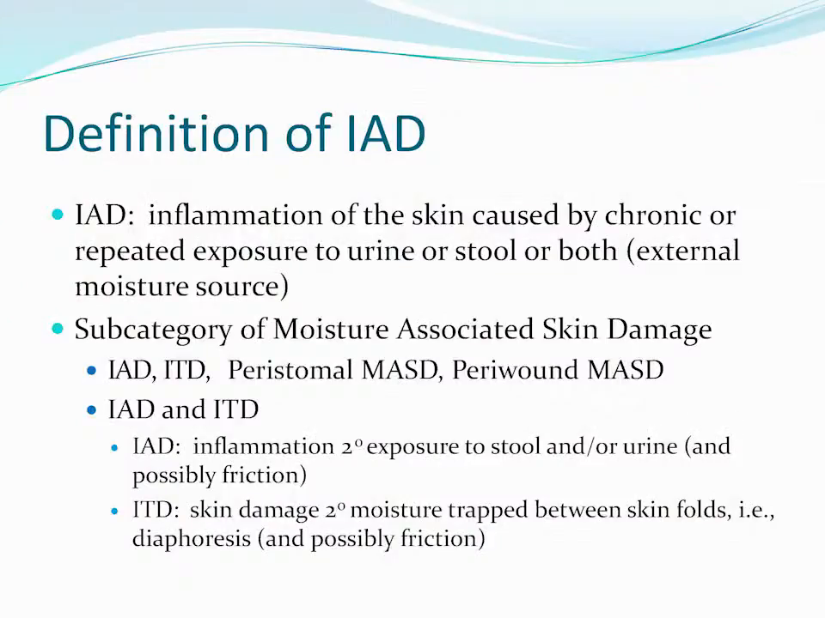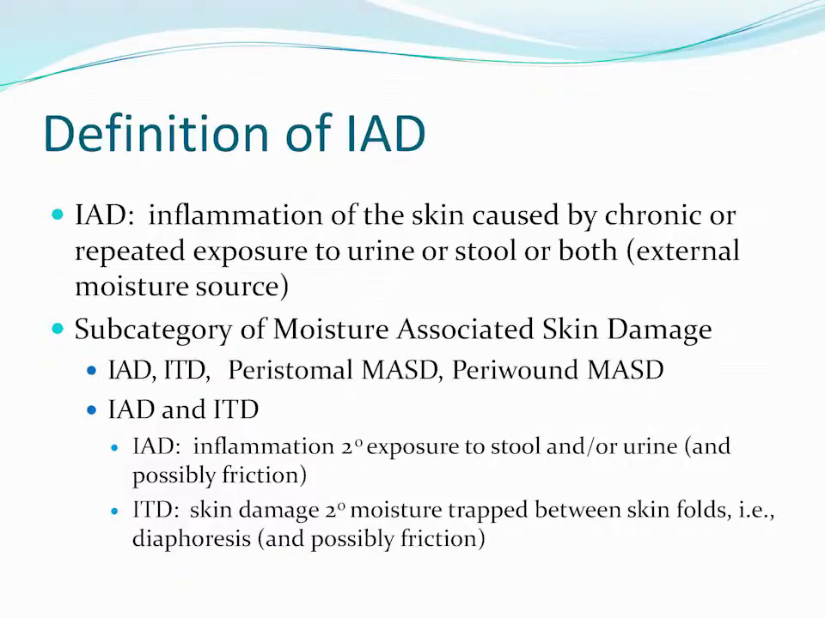So you all know very well what IAD is. You know that it's inflammation of the skin caused by chronic or repeated exposure to urine or stool or both. Primarily stool, we're going to come back to that. At this time, there are 4 recognized types of moisture-associated skin damage. IAD is one, intertriginous dermatitis is another, and actually as continence experts, you may see patients with ITD as well as IAD, and we're going to talk about that briefly. Peristomal MASD and Periwound MASD, the other 2 types.